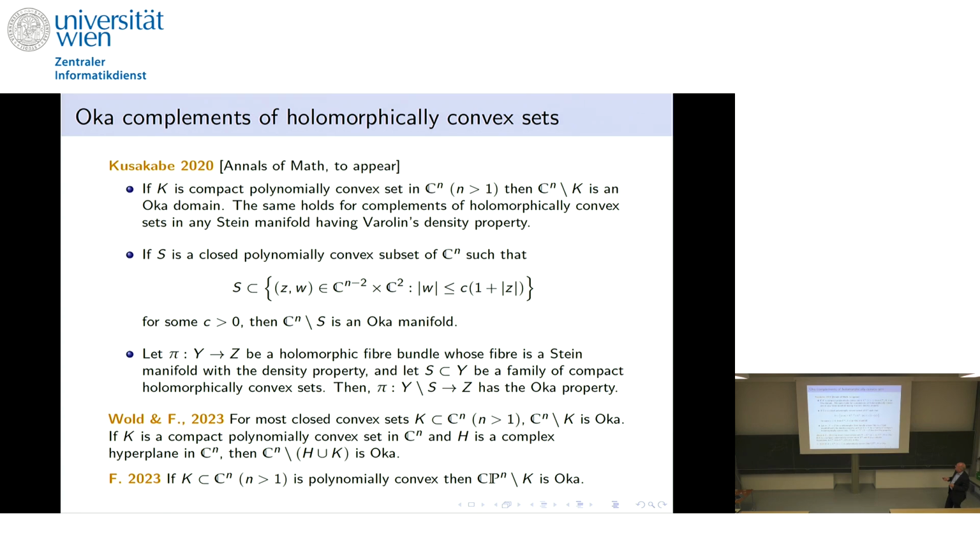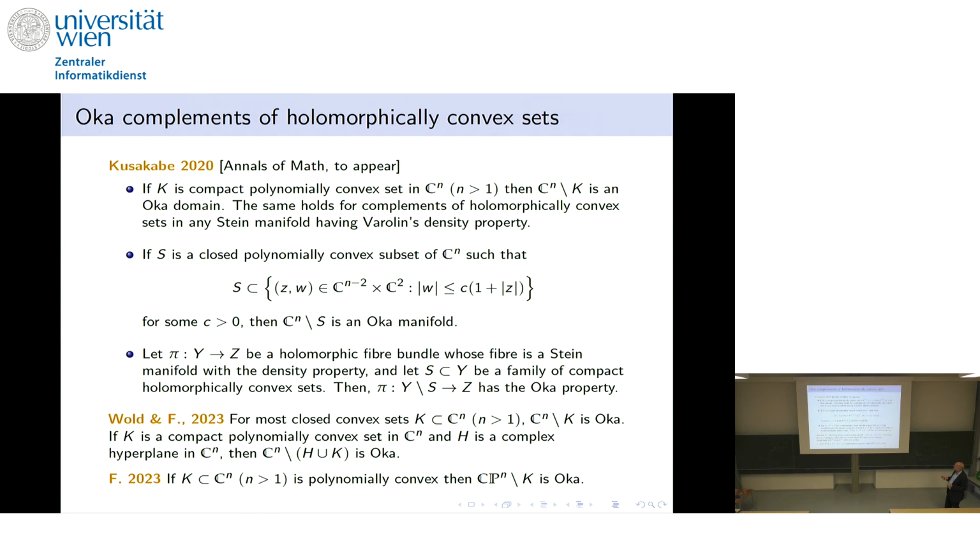So Forstnerič, with a similar technique, also showed that the following is true, and this is now a kind of important generalization of the previous theorem. So now you take again a closed, possibly unbounded, polynomially convex subset of C^n. What do I mean by polynomially convex when it's just unbounded? Well, I mean that it's exhausted by an increasing sequence of compact polynomially convex sets. Okay, and I assume that it's contained in such a domain. So I have here, I split C^n into this product.